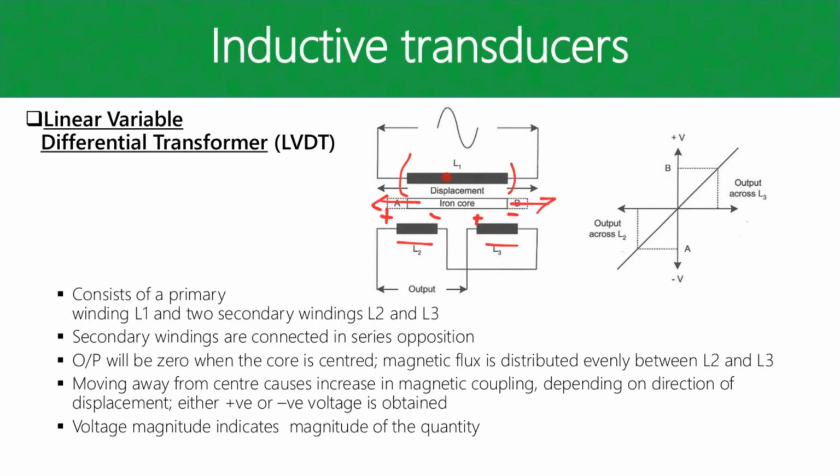Now, the cool thing with LVDTs is that you can actually detect direction as well. So this is a very good form of displacement measurement, especially if your displacements are not too far. Just to give you guys an example where LVDTs are used: LVDTs are used, for instance, in aircraft landing gear.